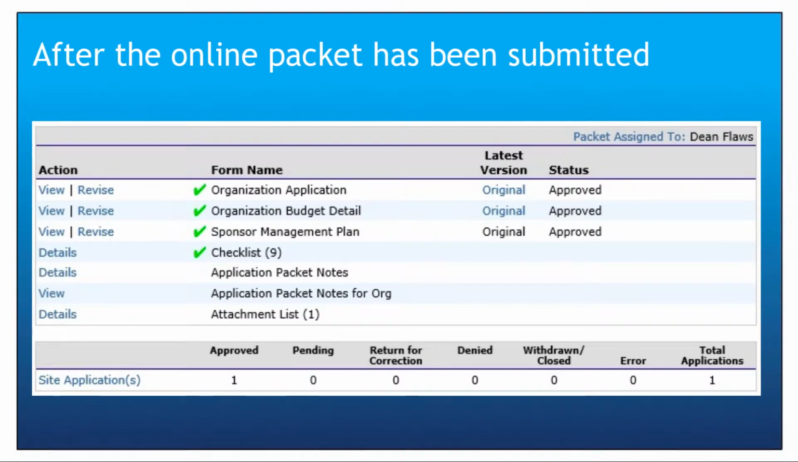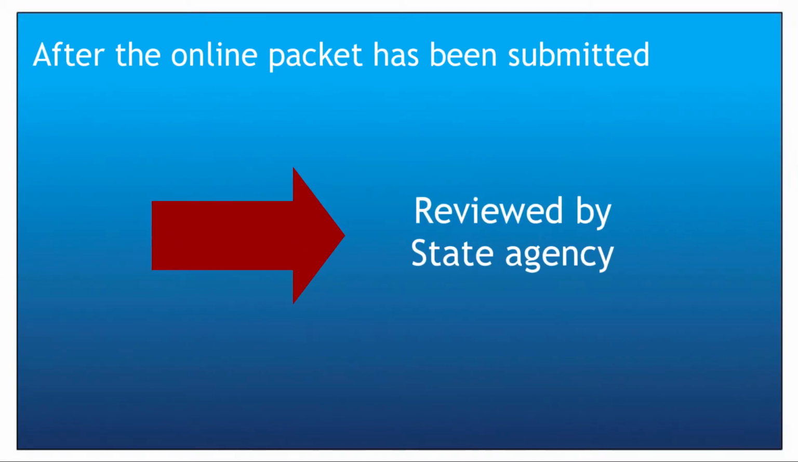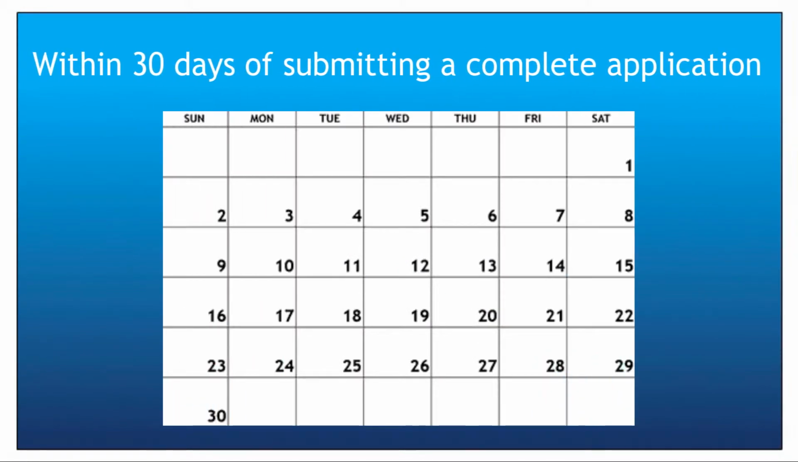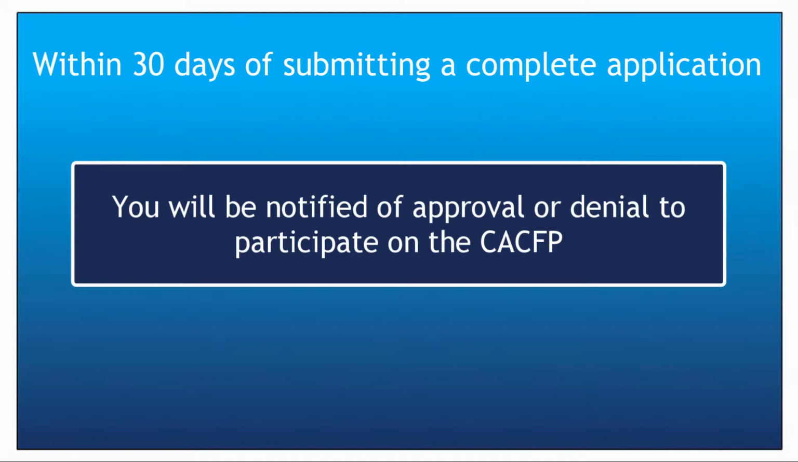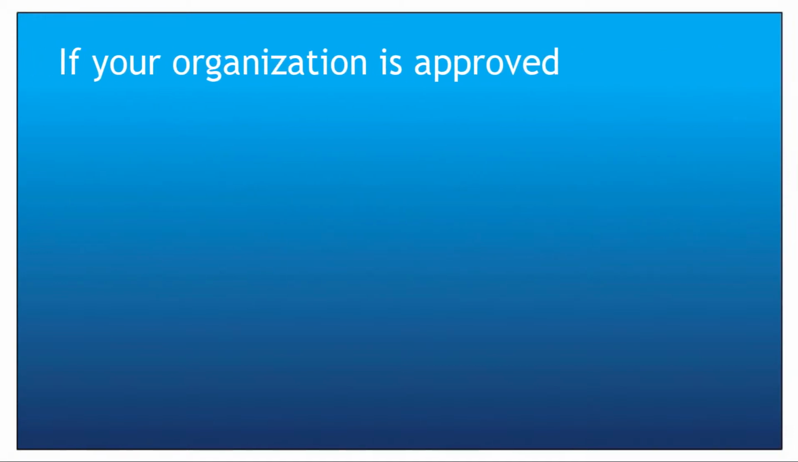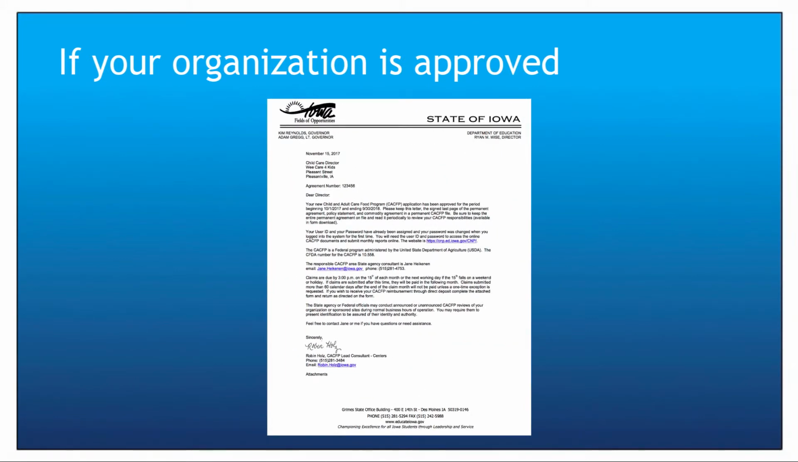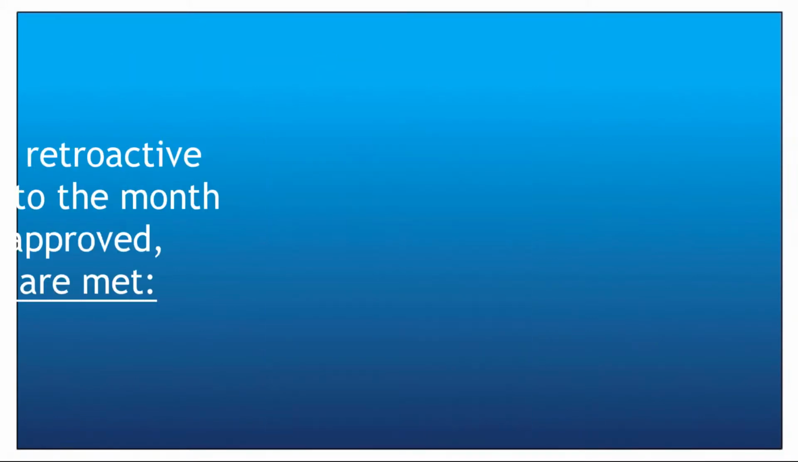After the online packet has been submitted, it will be reviewed by the state agency. The organization will be contacted if adjustments are needed. It usually requires a few back and forth exchanges with the state agency before an application can be approved. Within 30 days of submitting a complete application, you will be notified of approval or denial to participate on the CACFP. If your organization is approved, you will receive a letter with the beginning date of approval.